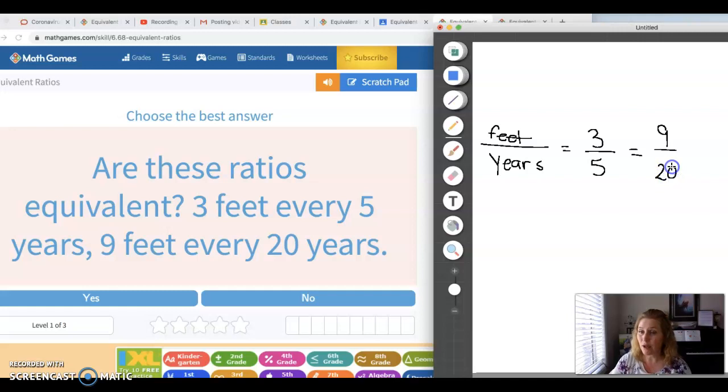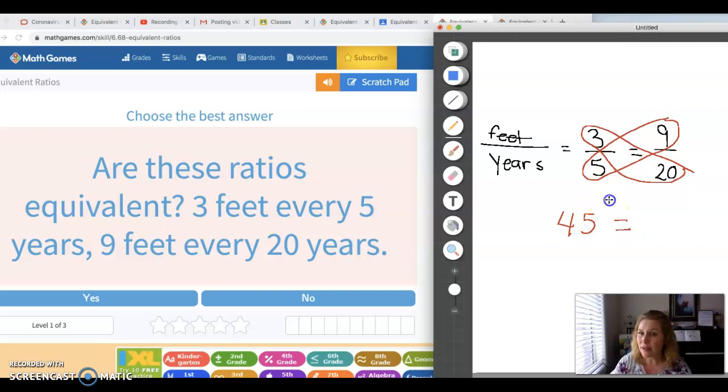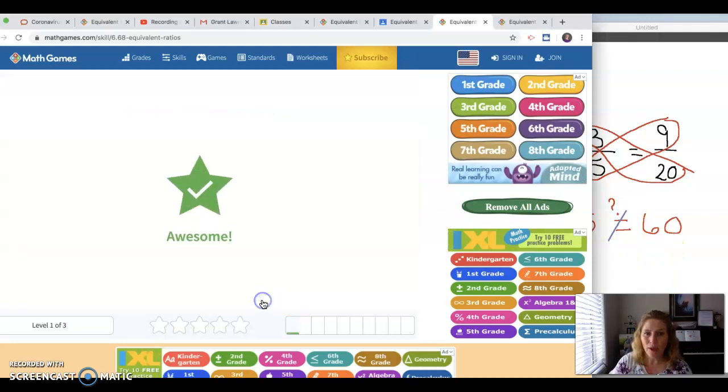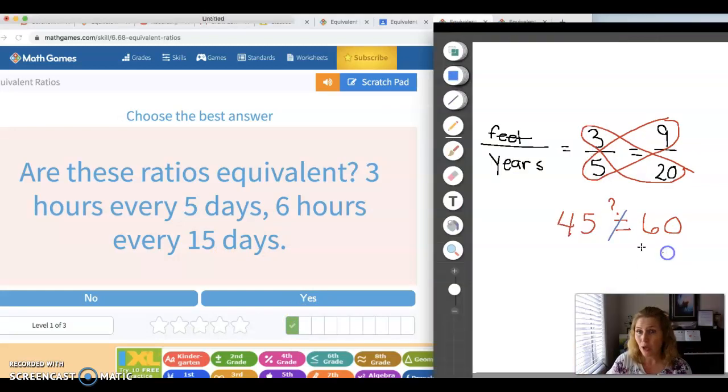Now remember, there's a couple ways we can do this. We can check using cross multiplication. Is 9 times 5 the same as 3 times 20? 9 times 5 is 45. And is that the same as 3 times 20, which is 60? No, these are not the same. And since they're not the same, we will click no. And see, it tells me good job, and then it shows the answer right here. So that's how you're doing your assignment.